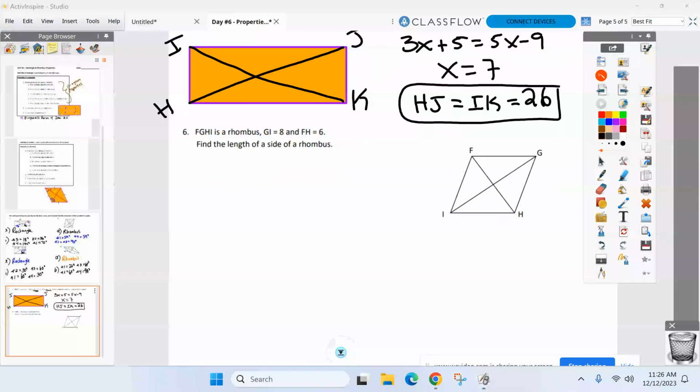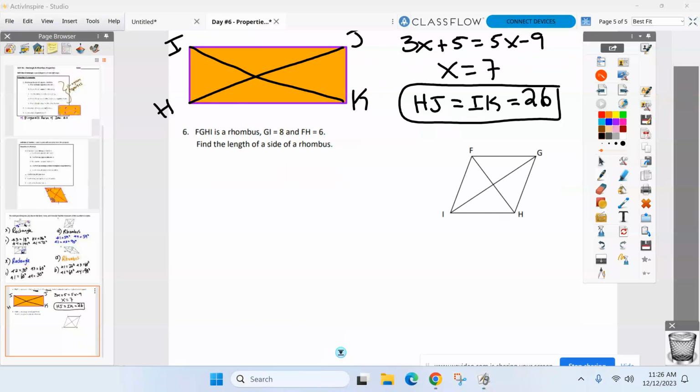Okay, we got a rhombus now. One diagonal is 8, the other is 6. Remember, they're not congruent, so they shouldn't be, because it's not a rectangle. This is a rhombus. Find the length of a side now. How long is a side?